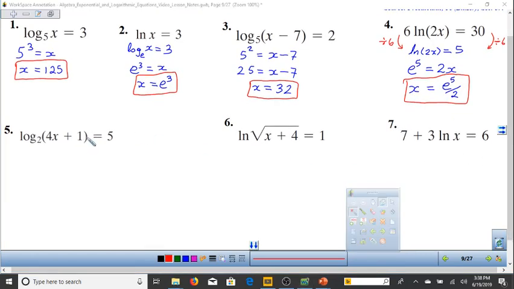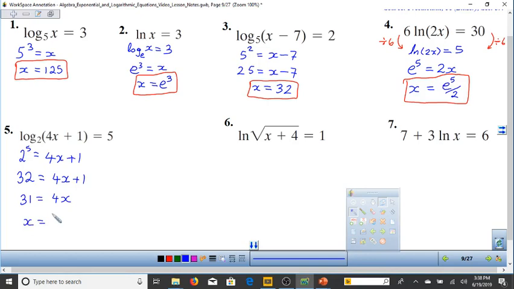Now for this one, this is very similar to the one we did up here. So our pattern is basically the same. We have 2 to the power 5 is equal to 4x plus 1. 2 to the 5 is 32. And then you just subtract 1 and divide by 4. So that's 31 over 4 is our answer. So x is equal to 7.75, or as I prefer to put it, as an improper fraction, 31 over 4.